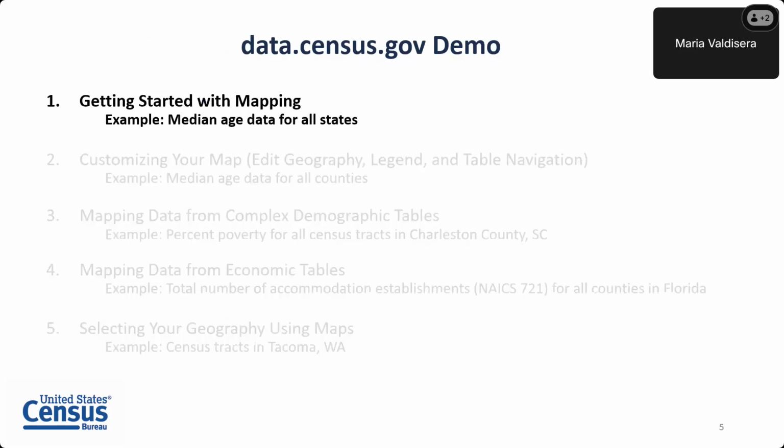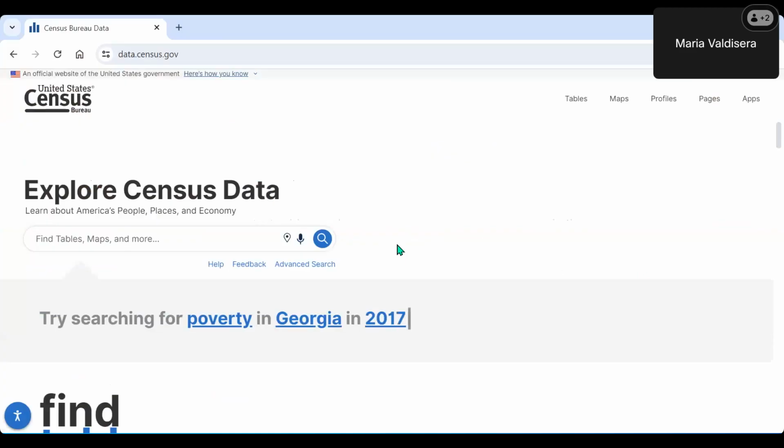So first up is median age data for all states. So this is us getting started with maps. I'm going to be using a combination of both the single search and the advanced search. For those of you who are unfamiliar, the single search bar is going to be what you see on the main landing page of data.census.gov, and the advanced search is more of a filtered method where you point and click and choose different filters that can be added to your tables and subsequently your maps. So I'm going to go straight into data.census.gov now.